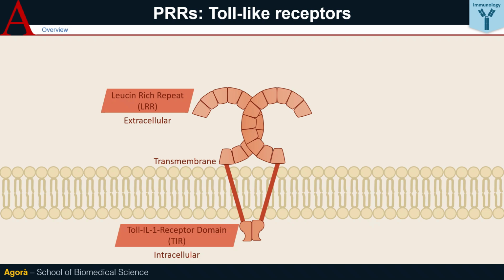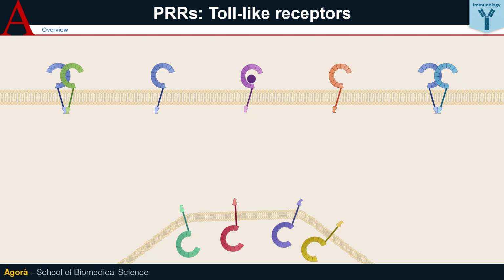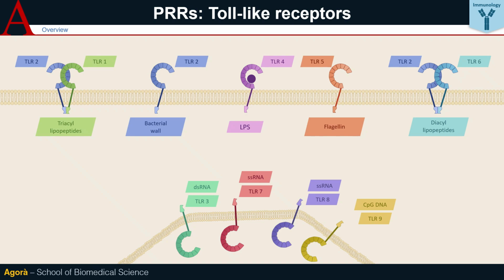TLRs differ not only with their ligands, but also with their positioning within the cells. TLR1, TLR2, TLR4, TLR5, and TLR6 are situated on the cell membrane, whereas TLR3, TLR7, TLR8, and TLR9 are found within endosomes, binding to any phagocytized PAMPs in these cellular compartments. Now let's delve into the specific ligands for various TLRs and the immune cells where they are predominantly expressed.